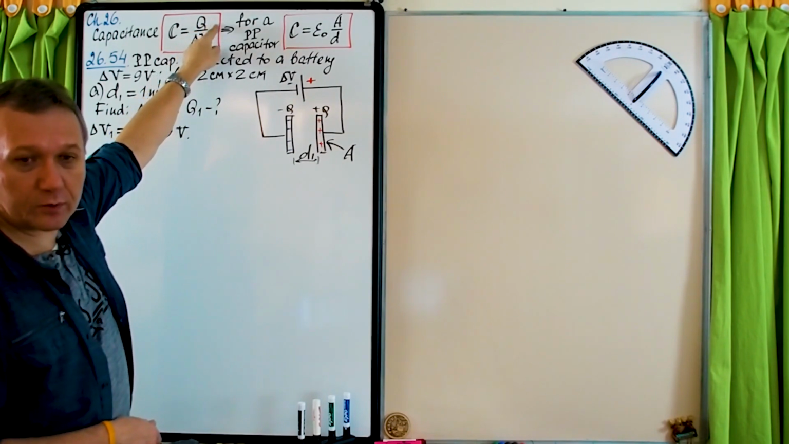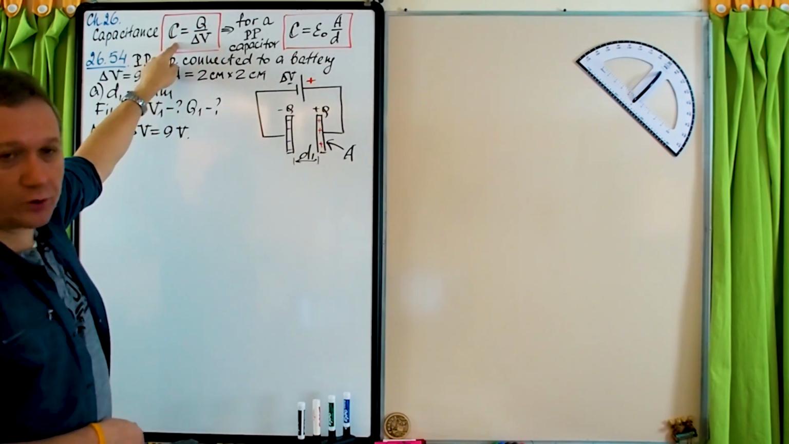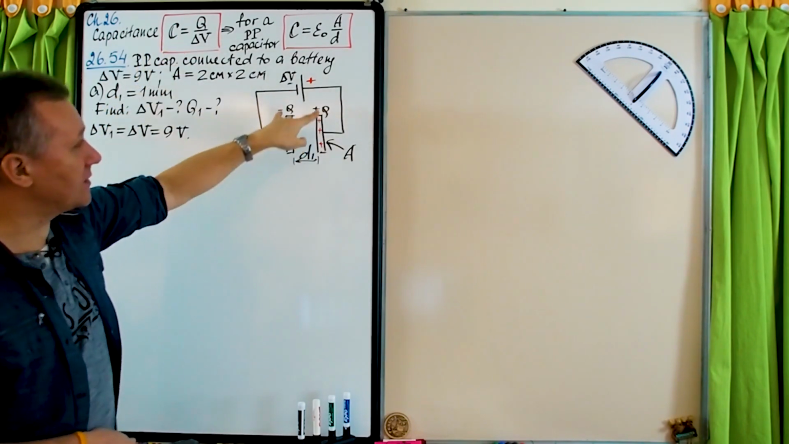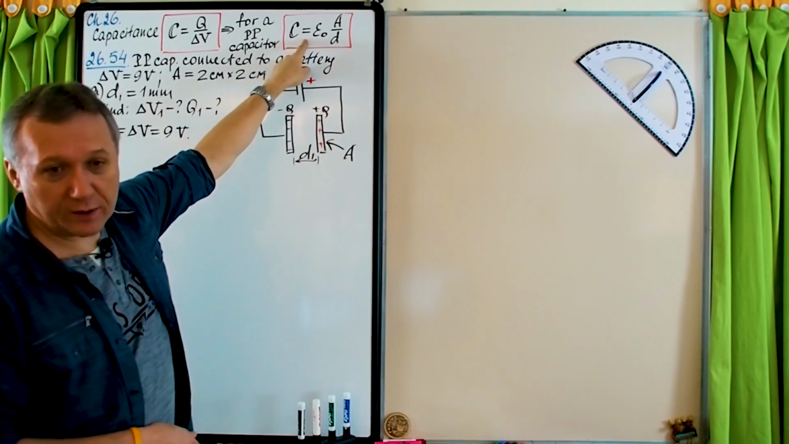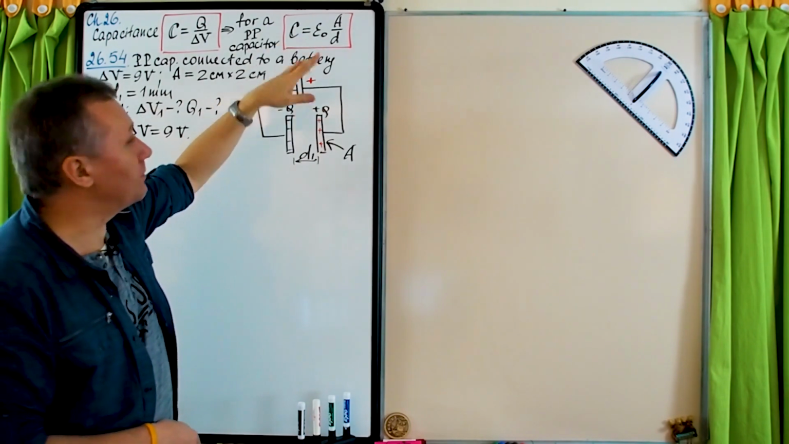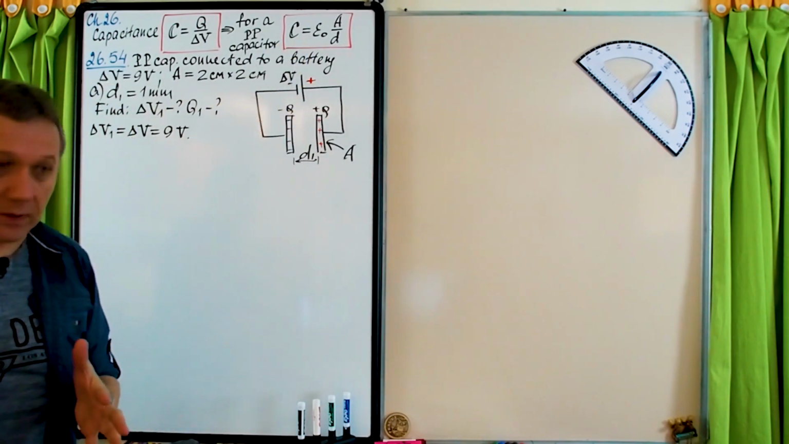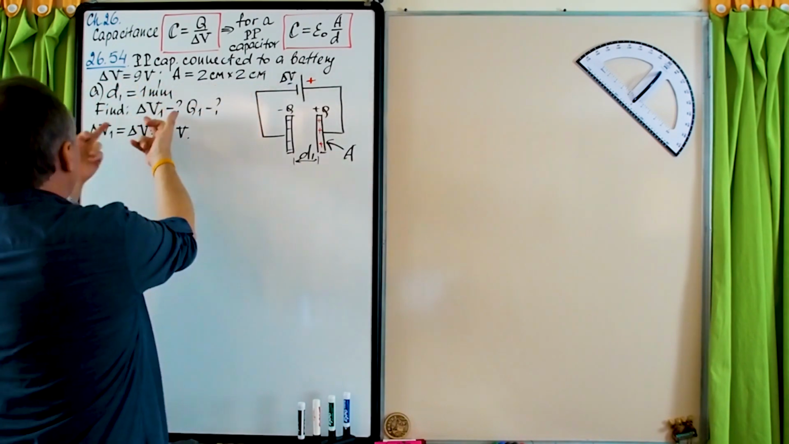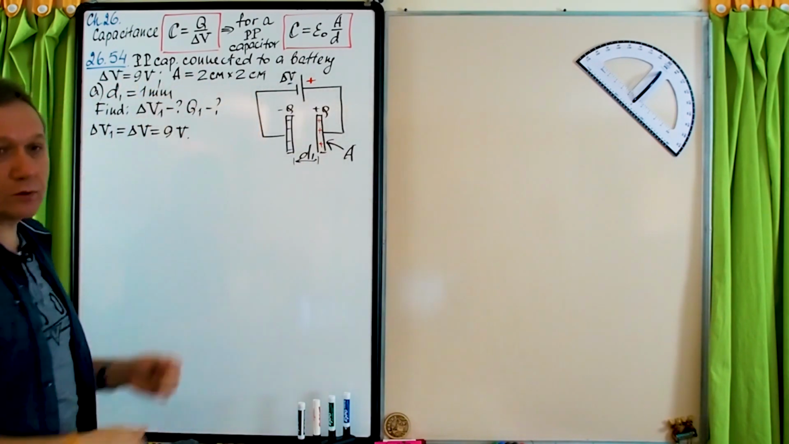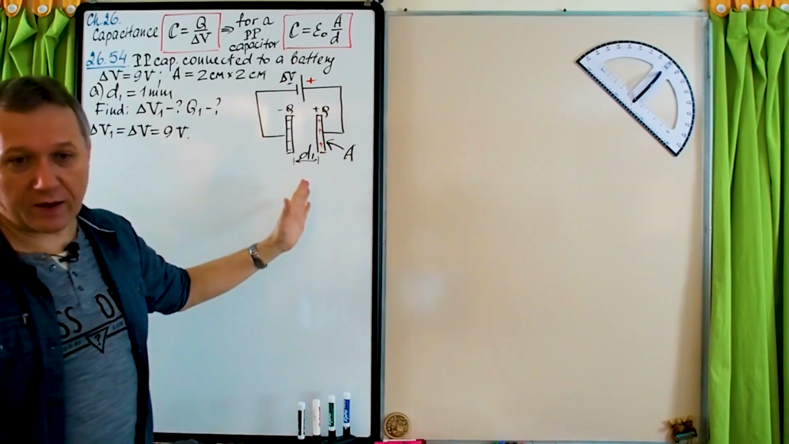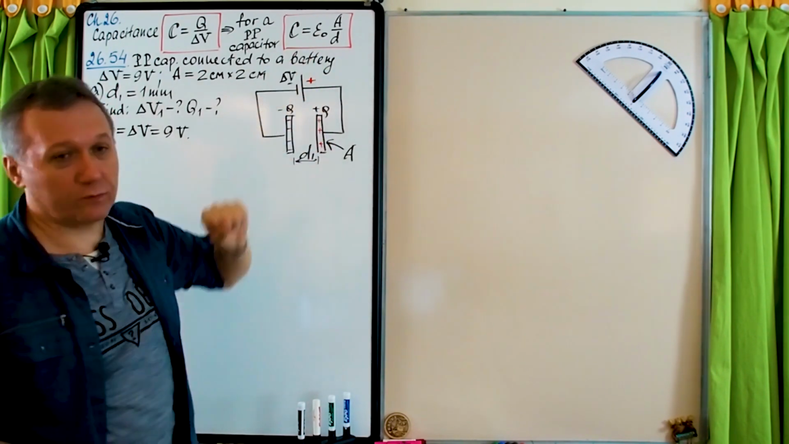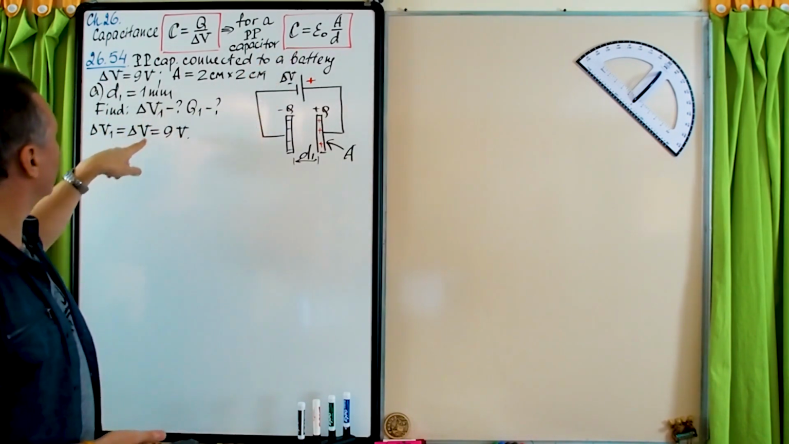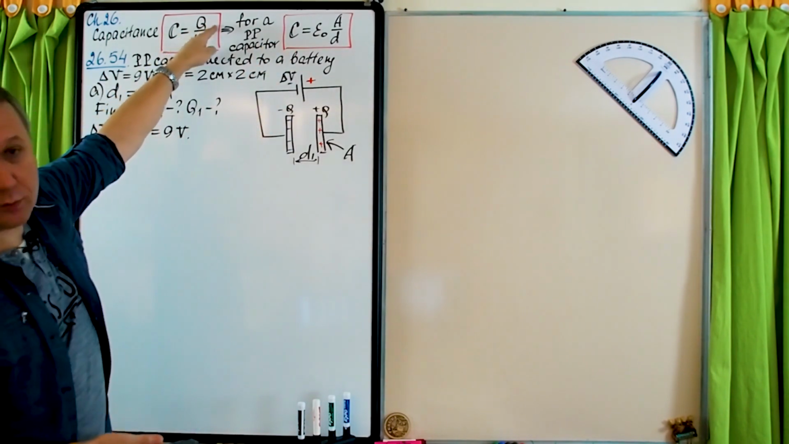In order to answer the question about Q, we need to look at capacitance. Capacitance in this case, since it's a parallel plate capacitor, can be found using this formula, which depends only on the geometry. And we have plenty of geometry. The area is given, the spacing is given, and we know there's a vacuum between the plates, so we should be able to find the capacitance. Once you know the capacitance, you can use this formula and find Q.